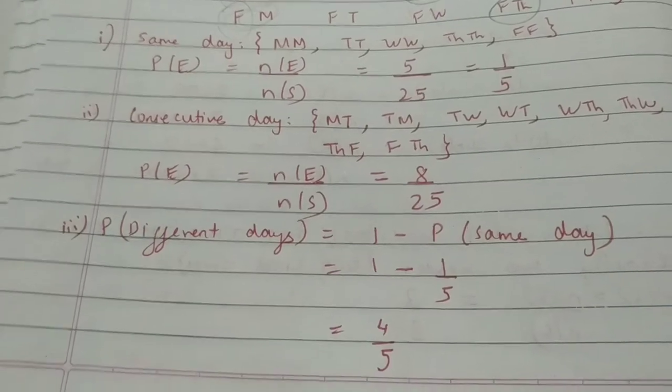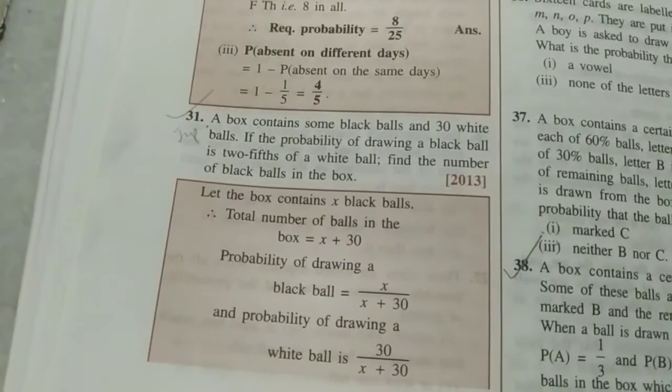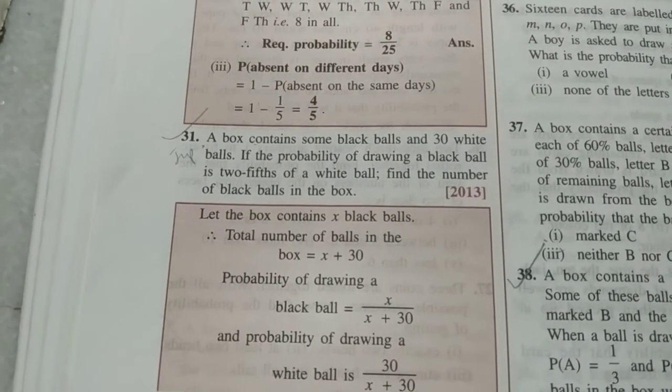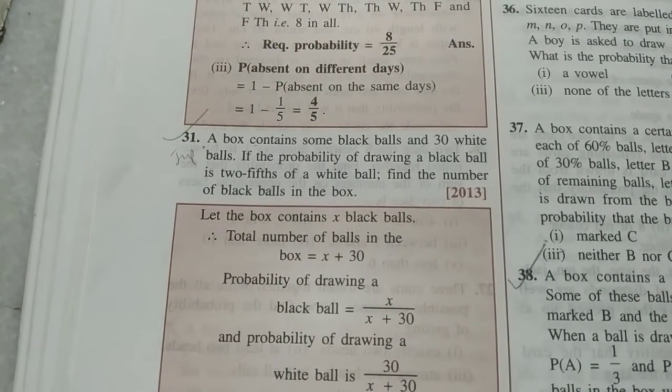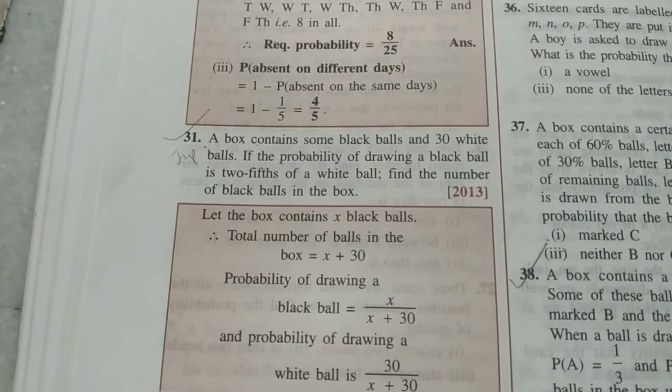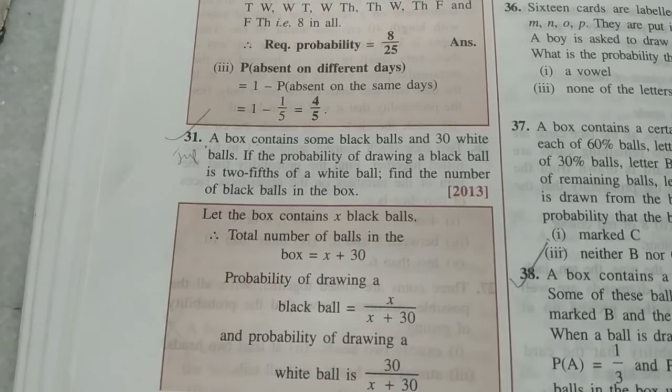Now the 31st sum. There are some black balls, we don't know how many, let's assume it to be x. And there were 30 white balls. So totally how many balls are there? X plus 30. If the probability of drawing a black ball is 2/5 the probability of drawing a white ball, find the number of black balls.